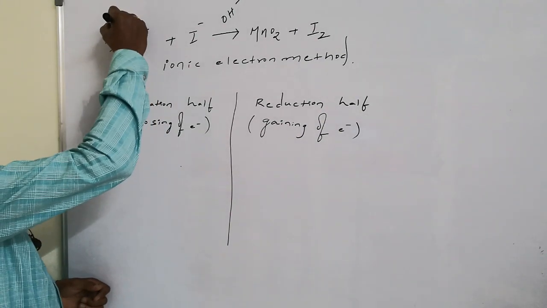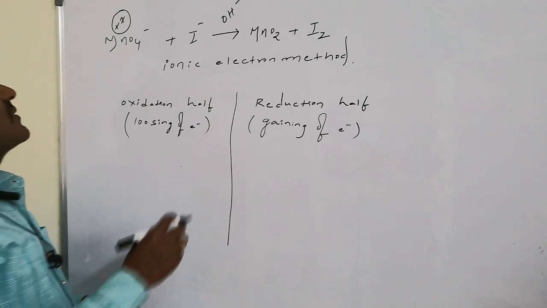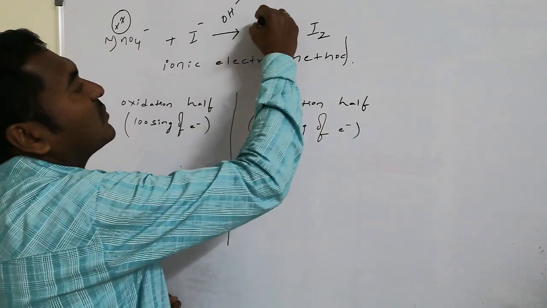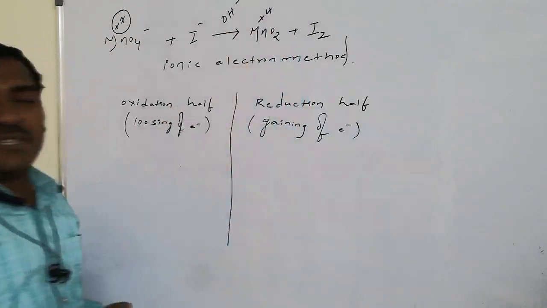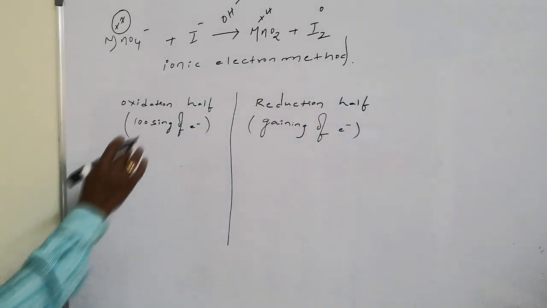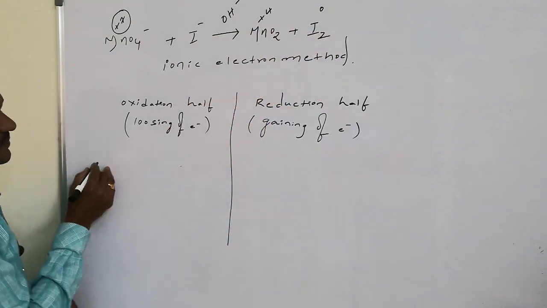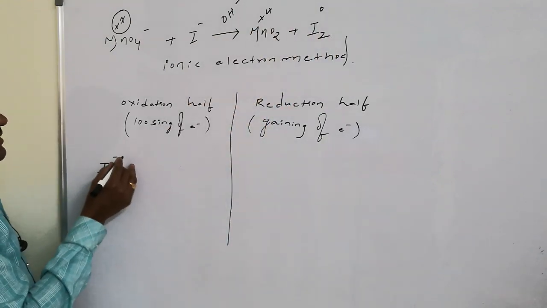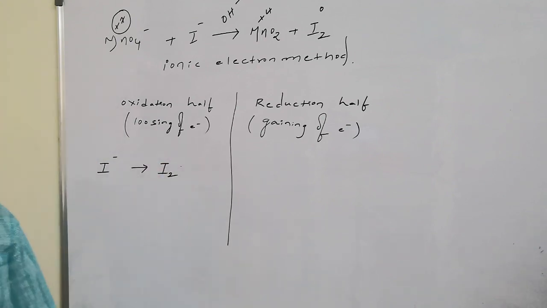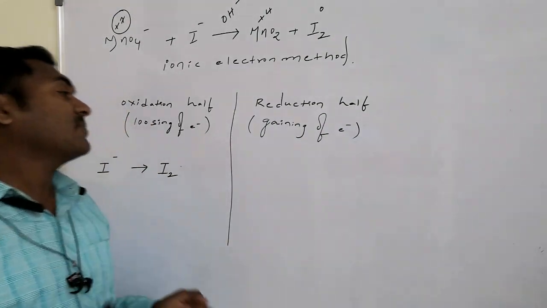If I look at the oxidation number of the central atom, in MnO4 minus, manganese is present in +7 oxidation state. I is present in -1 oxidation state. In MnO2, manganese is present in +4 oxidation state. I is present in 0 oxidation state. Here there is an increment in oxidation number: I minus is converted to I2. This is one half of the reaction that is going to occur over here.